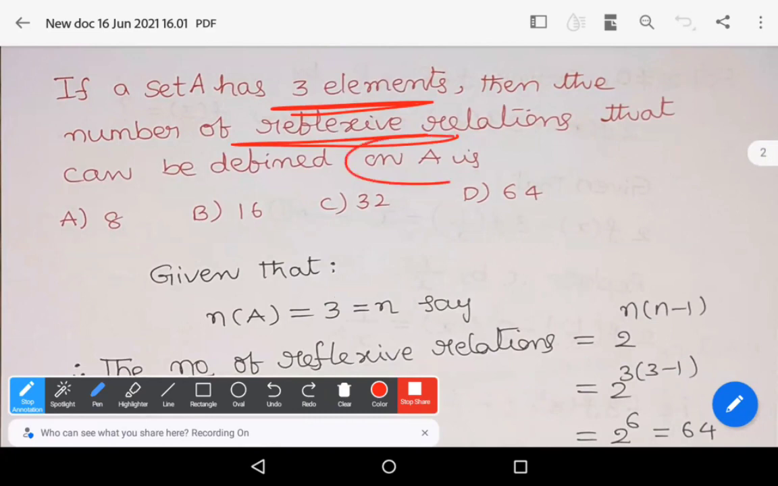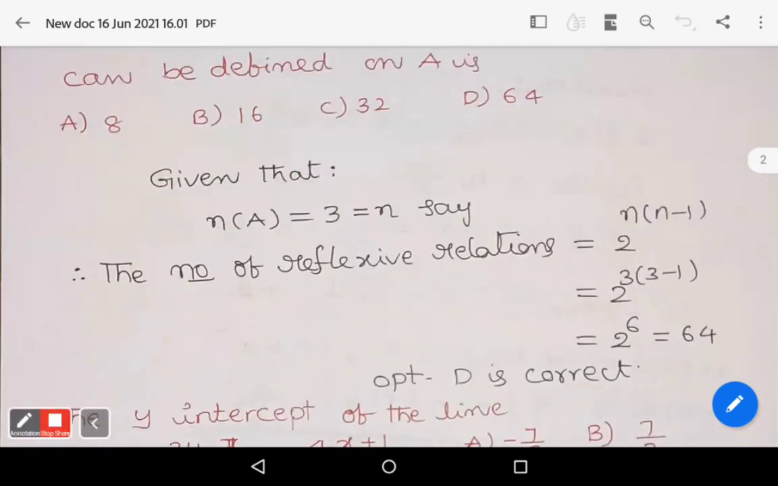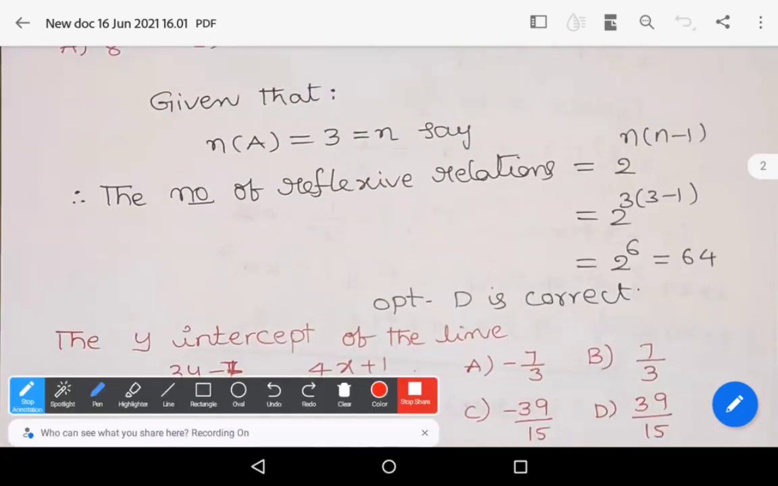That can be defined on capital A. The total number of reflexive relations. Yes, it is a direct question and a direct formula is there. n(A) is equal to 3, which means the number of elements in the set is equal to 3. Let it be small n.